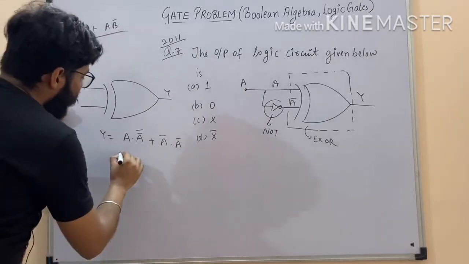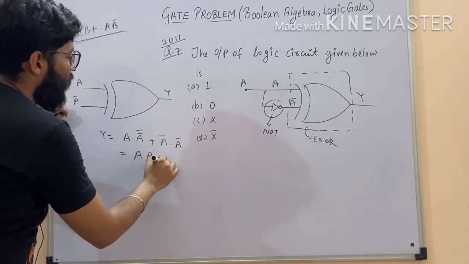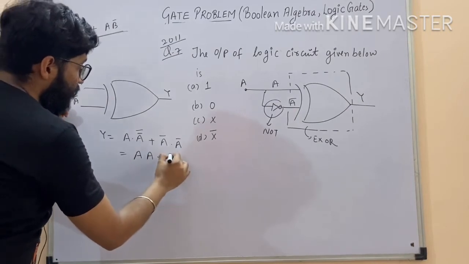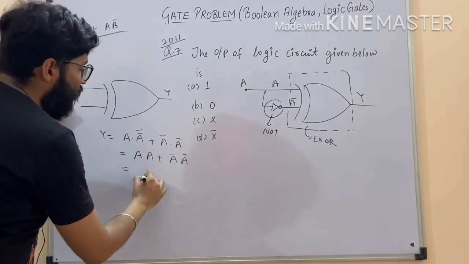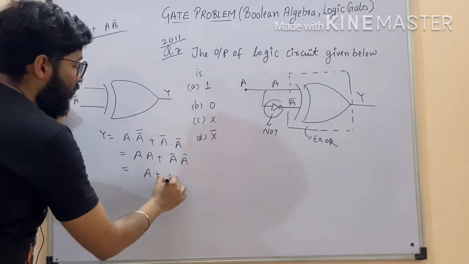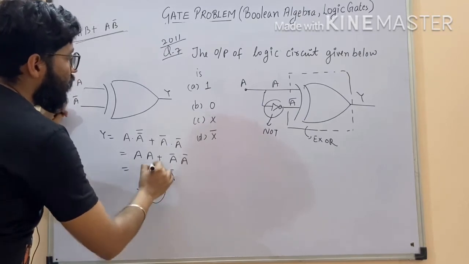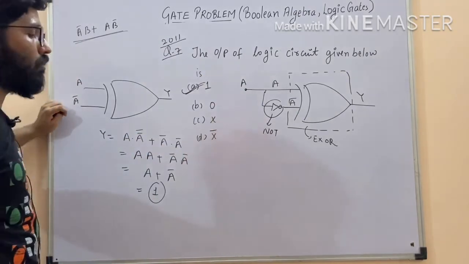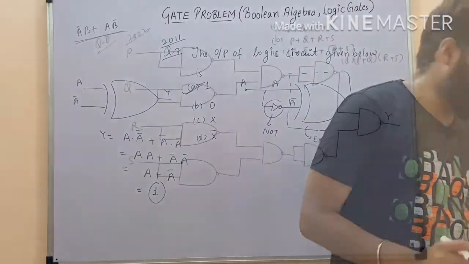Now you have to simplify. A complement to the complement is A only. This is A complement A. Now A and A occurs two times, you have to write as A and A complement and A complement occurs two times, you have to write as A complement also. So A plus A complement is 1. So correct option is A option. So this question asked in GATE 2011. Very easy problem. Okay.